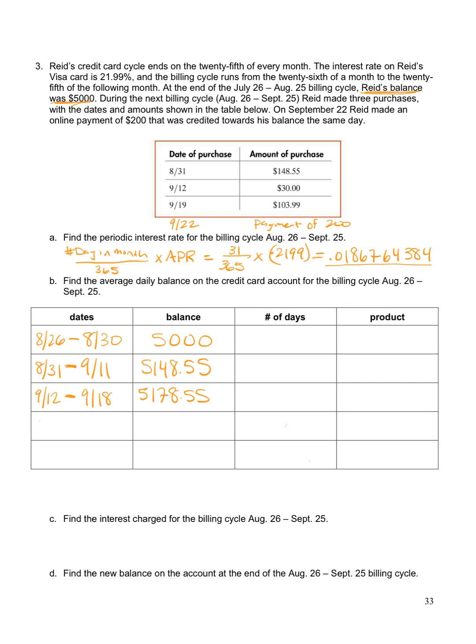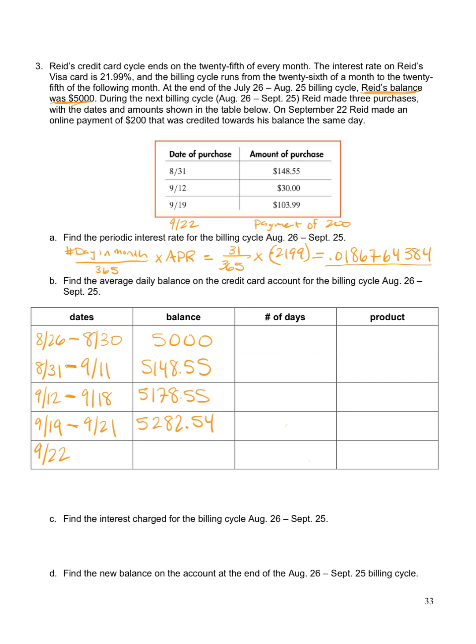Because on the 19th, Reed makes another purchase of $103.99. And my balance goes up again. It goes up to $5,282.54. And that will stay the balance until 9/21, because on 9/21, Reed makes a payment. I'm sorry, on 9/22, Reed makes a payment of $200.